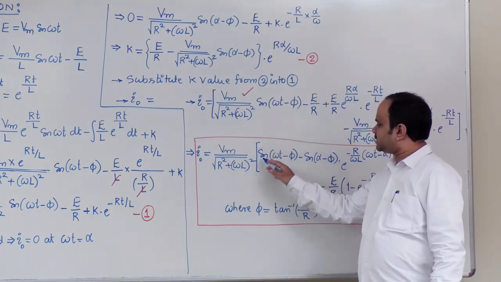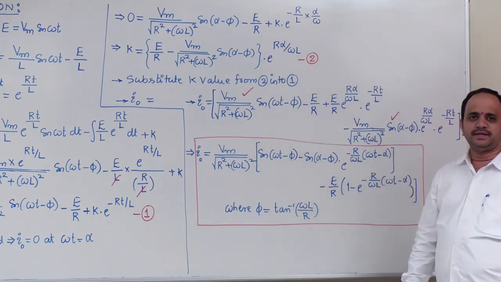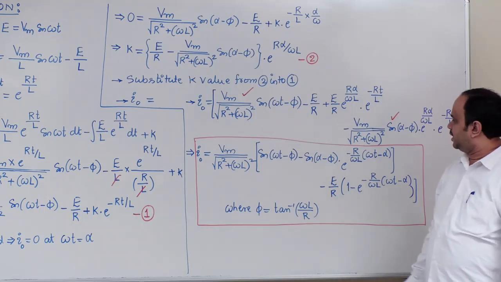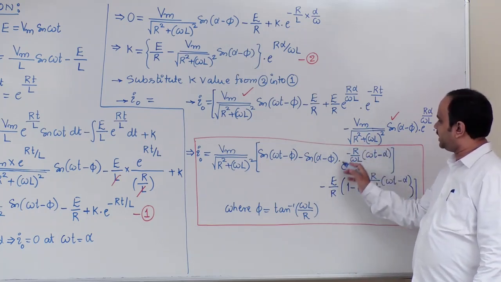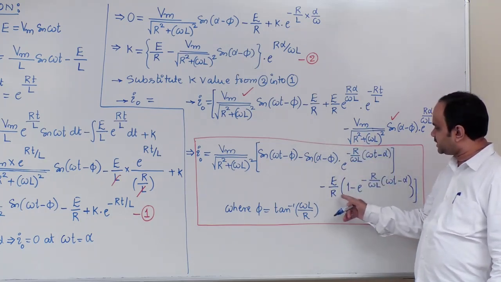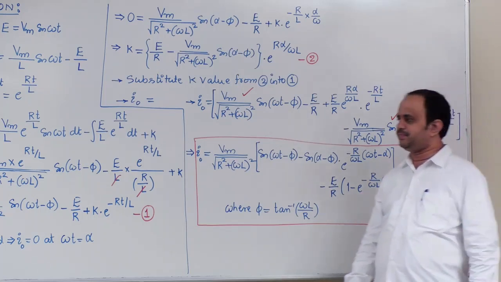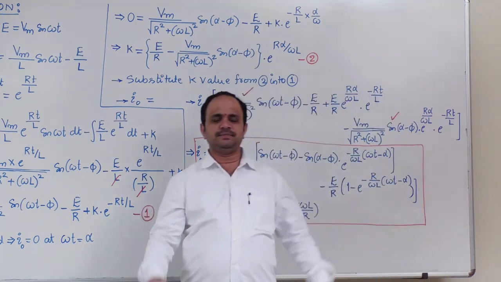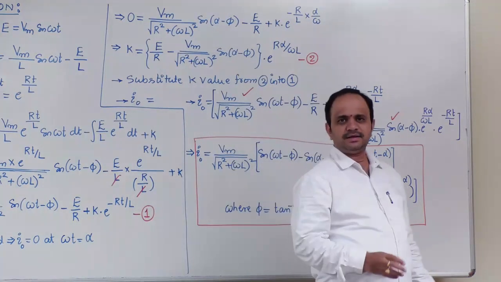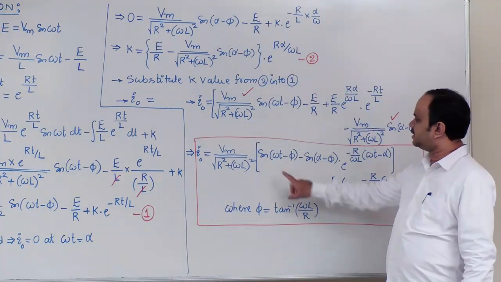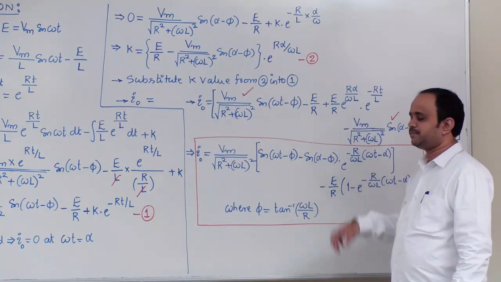Sin of omega t minus phi, this particular term will tell you that the current flowing through the circuit has a sinusoidal expression. Minus sin alpha minus phi is a number, so this one is an exponentially decaying component. Minus E by R is also a number. Even though the equation looks a little bit lengthy, the two major terms which will decide the waveform shape are the sinusoidal term and the exponentially decaying component.